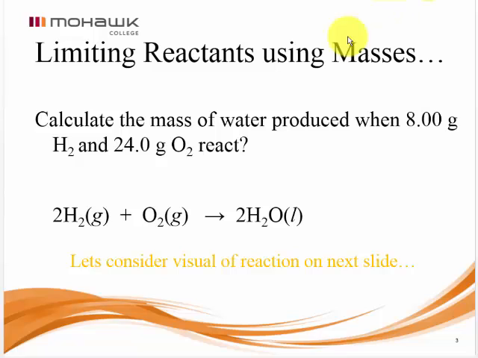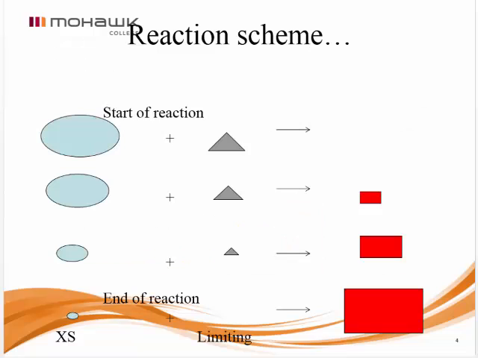In this example, we have to calculate the mass of water that is produced when 8 grams of hydrogen and 24 grams of oxygen react. First, we have to balance the chemical reaction. 2 moles of hydrogen gas plus 1 mole of oxygen gas would produce 2 moles of water as a liquid. In this example, we will have to find out whether hydrogen or oxygen is the limiting reagent.